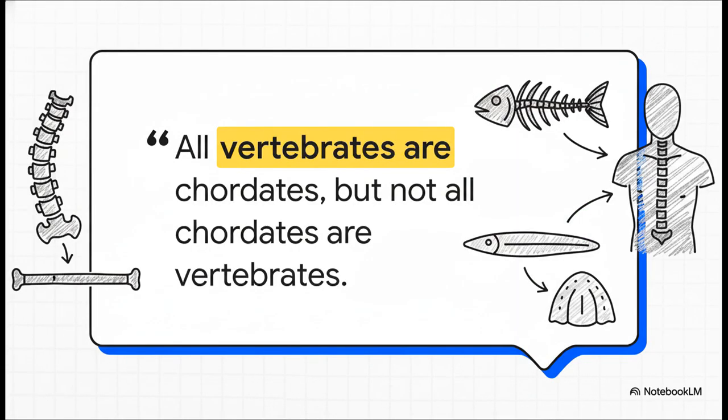You hear this saying all the time in biology. All vertebrates are chordates, but not all chordates are vertebrates. So what does that actually mean? Well, it means that the notochord is the foundational structure. In animals like us, the vertebrates, that notochord develops into our vertebral column, our backbone. But some chordates keep that simple notochord their whole lives and never develop a backbone.